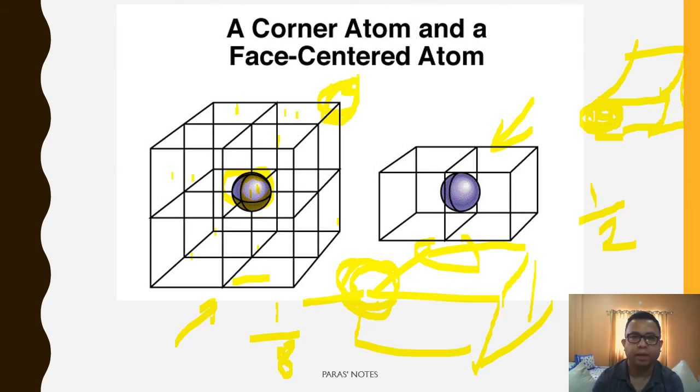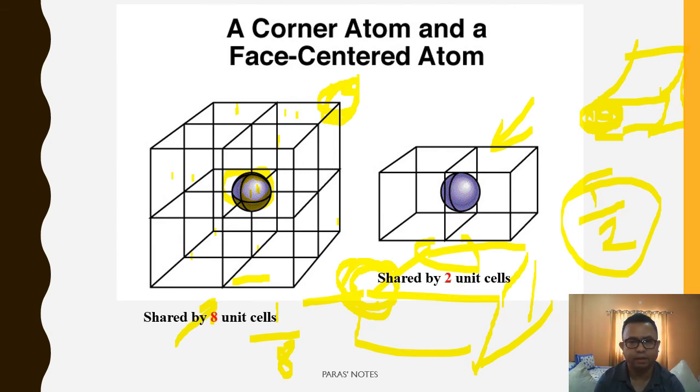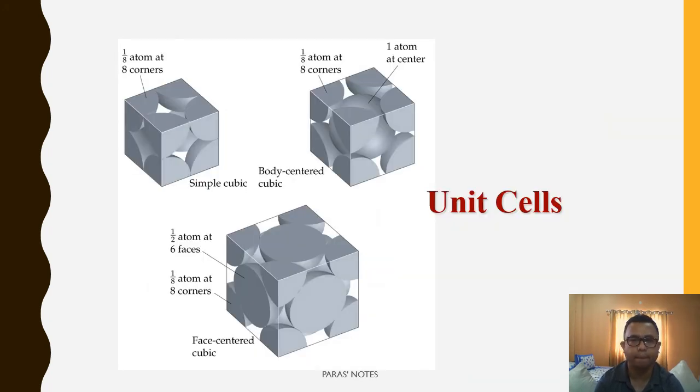So any ball at the corner, we will count as 1/8, not one ball, because 8 unit cells are using it. Whereas any ball at the faces, we will count not as one ball but as half a ball, because one ball is used by 2 unit cells. Now you can see 8 unit cells sharing one, and the other is shared by 2 unit cells.